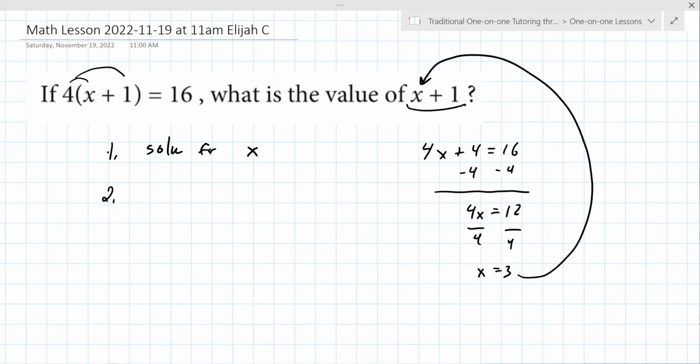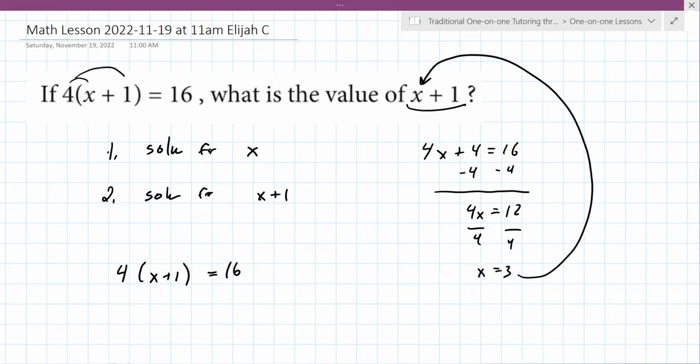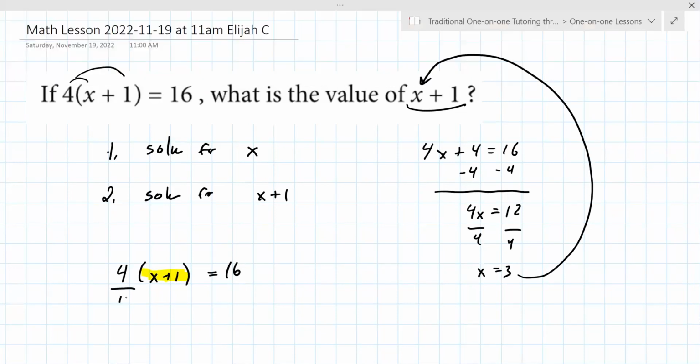Okay. The second approach is to solve for x plus 1. Sometimes it jumps out at you in this problem. X plus 1 is in the problem already. So sometimes you can just divide both sides by, oh, 4. X plus 1 is 4. You don't need to solve for x and then plug it back in. Okay, so this is a time savings thing. You can really shortcut it if you look out for some of this.